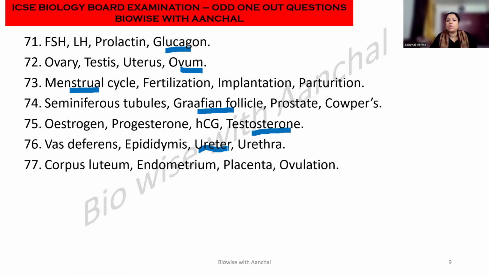Next one, corpus luteum, endometrium, placenta, and ovulation. Now here, endometrium is the wall of the uterus, and the Graafian follicle converts into corpus luteum during pregnancy to maintain pregnancy. Endometrium thickens during pregnancy, placenta is formed during pregnancy. So ovulation is the odd one; the rest are all stages or requirements for pregnancy.